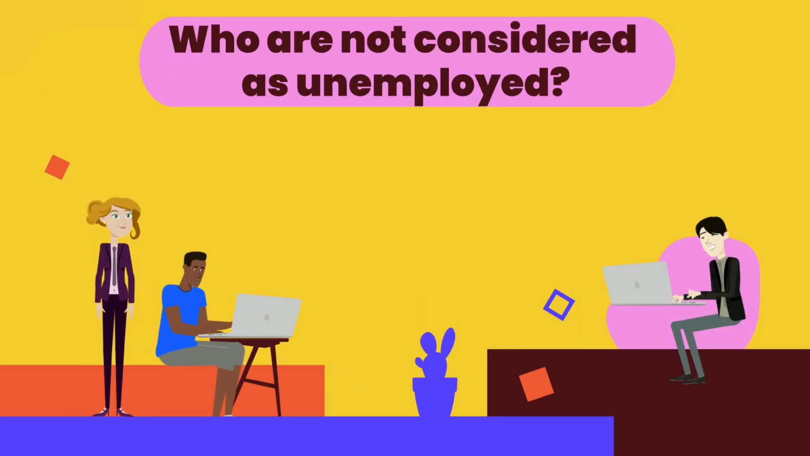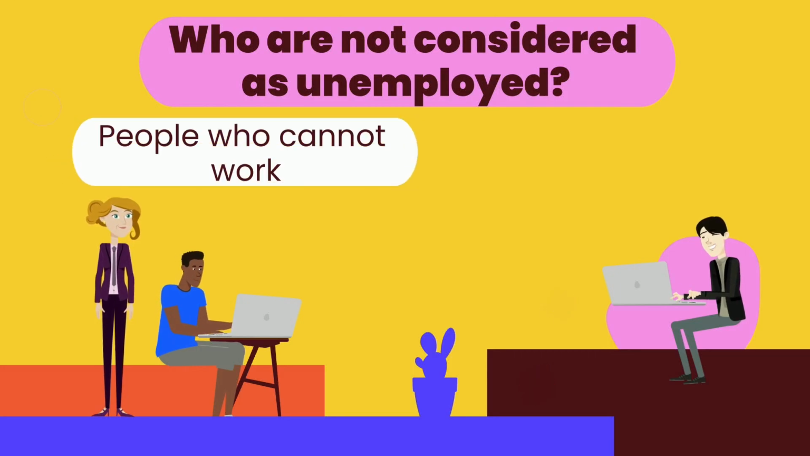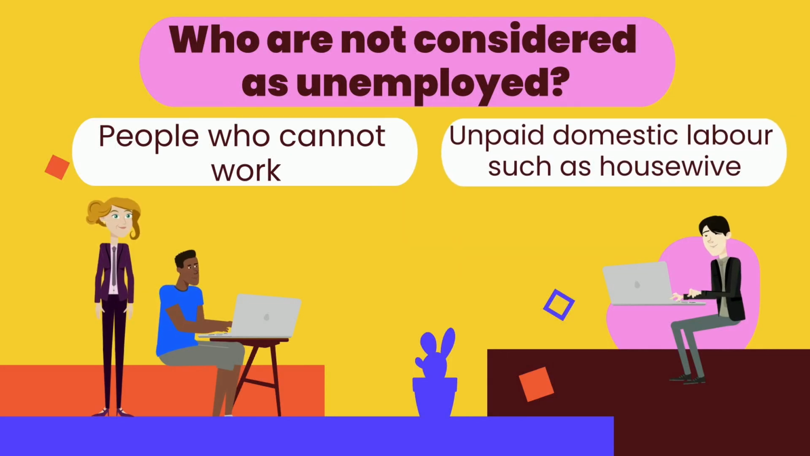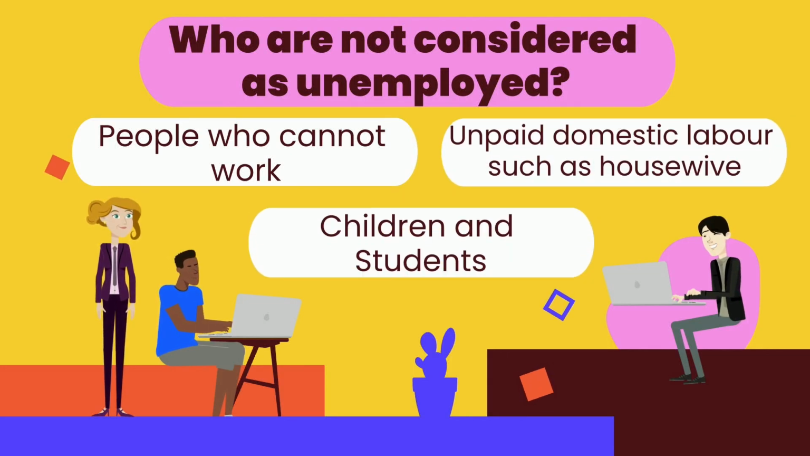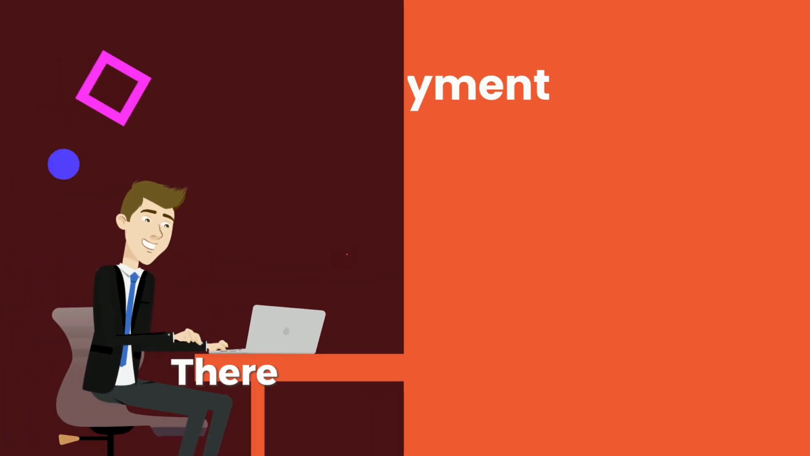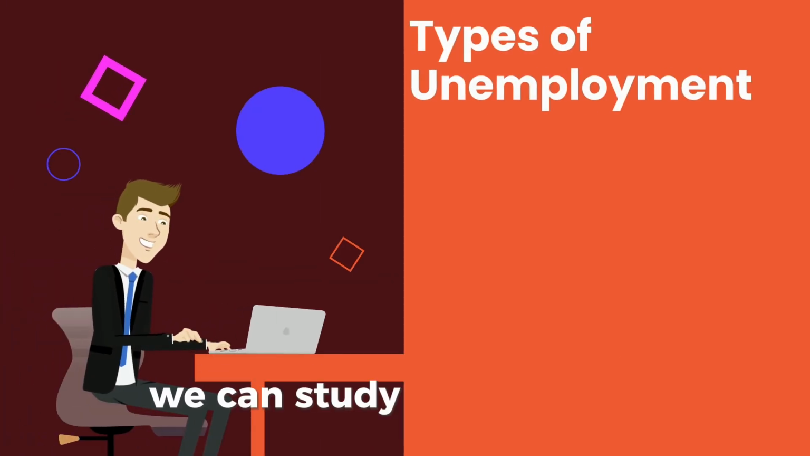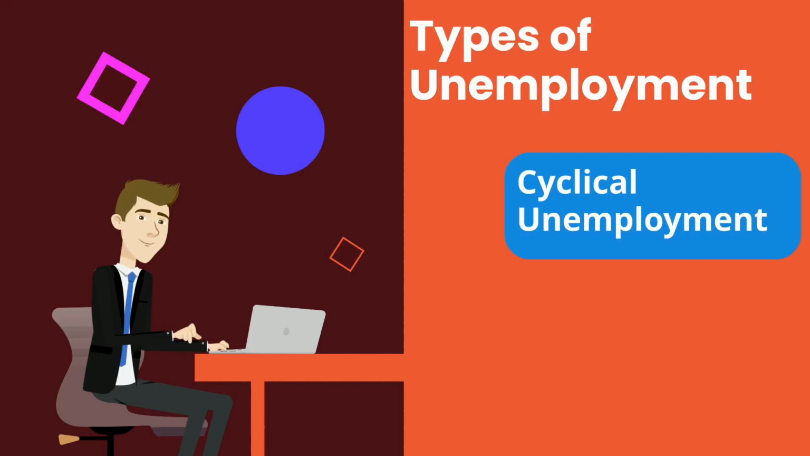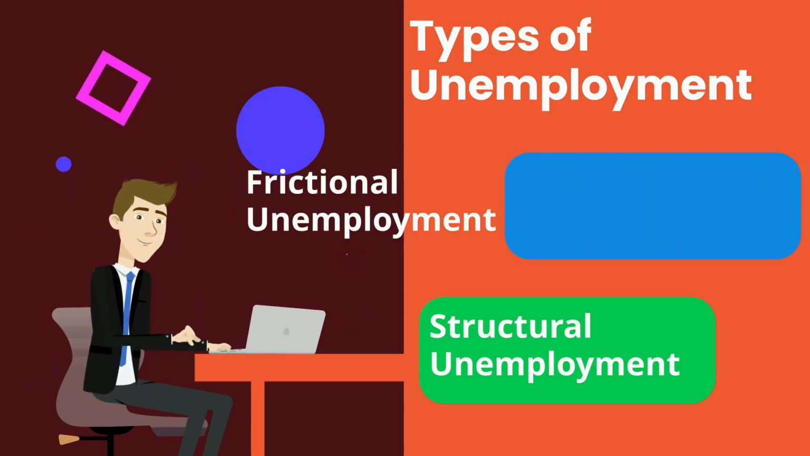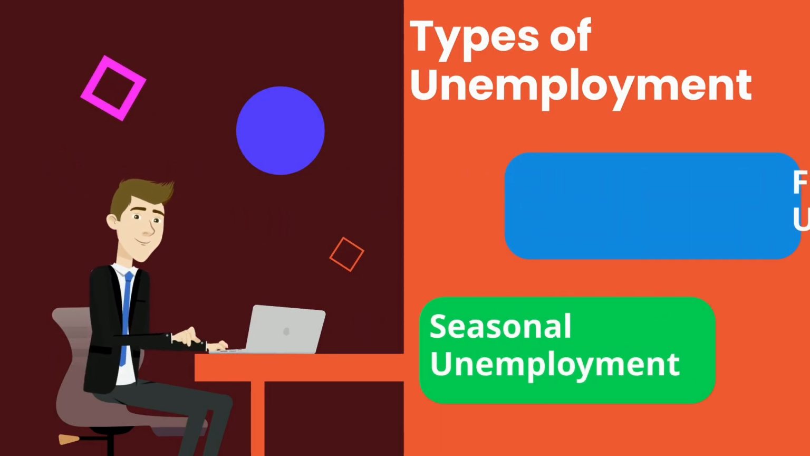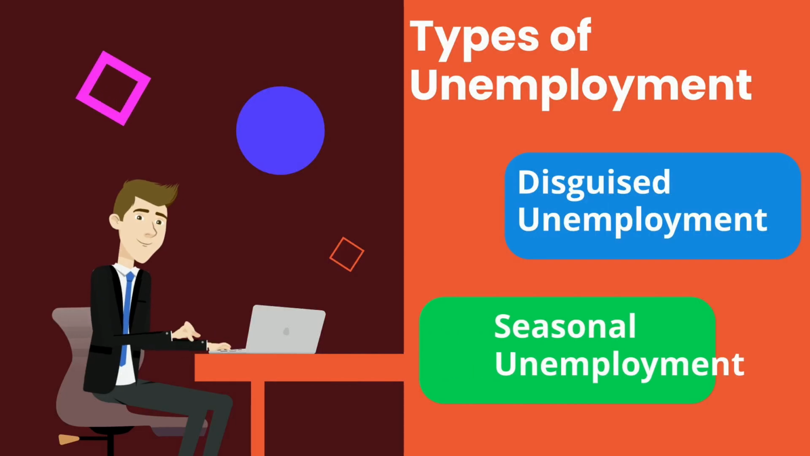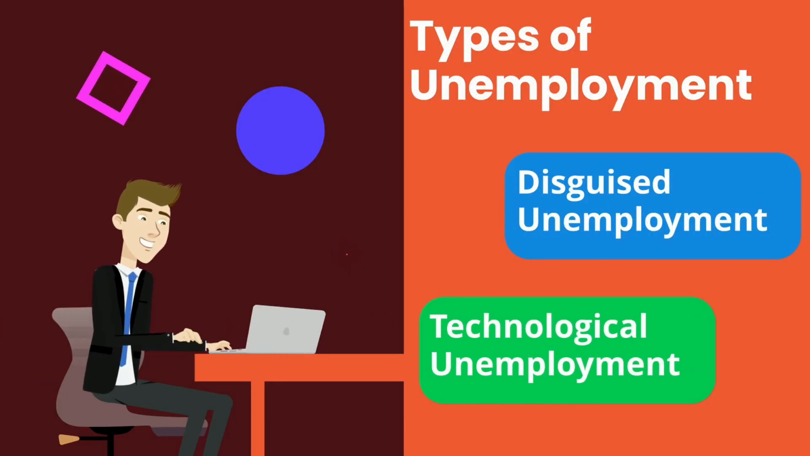Excluded from the definition of unemployed specifically are people who cannot work due to a disability, women performing unpaid domestic labor such as housewives, and also children and students. There are many types of unemployment we can study in economics, which are cyclical unemployment, structural unemployment, frictional unemployment, seasonal unemployment, disguised unemployment, and last is technological unemployment.